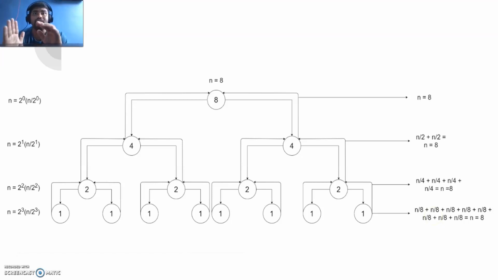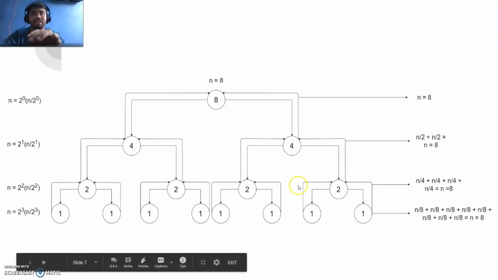So if we find out the number of levels, then we should be able to understand that the amount of work done would be the amount of work done at each level multiplied by the number of levels. That would give us the total amount of work done. That would be your time complexity, the amount of time taken to do the work.